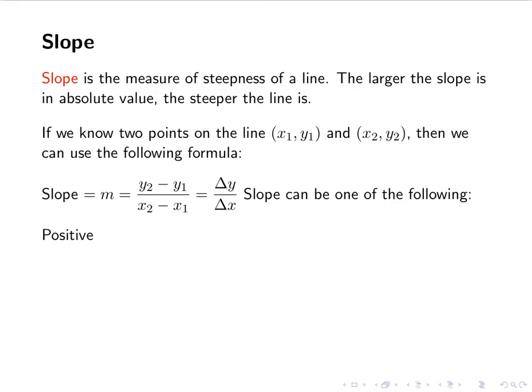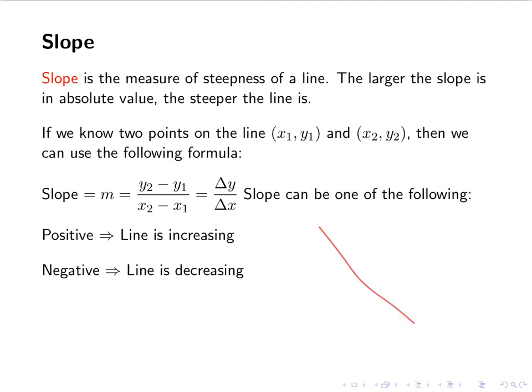Slope can be one of the following. It can be positive. That means that the line is increasing. And increasing and decreasing are always as you move from left to right. So if a line is increasing, then it's going up as we move from left to right. It can be negative, and that means the line is decreasing. Now remember, a line goes off in both directions, so again, decreasing means it goes down as we move from left to right. As we move from right to left, our line is actually increasing. And again, it's always in the form of going from left to right.